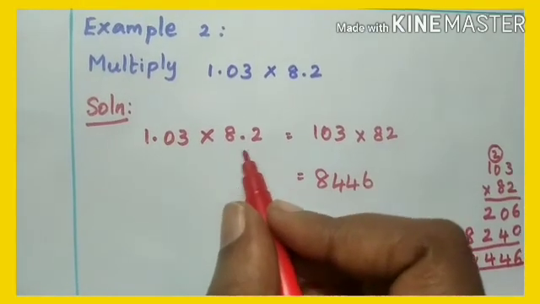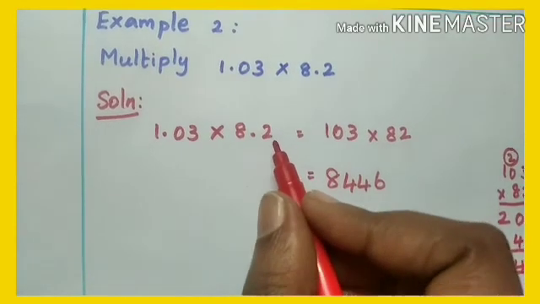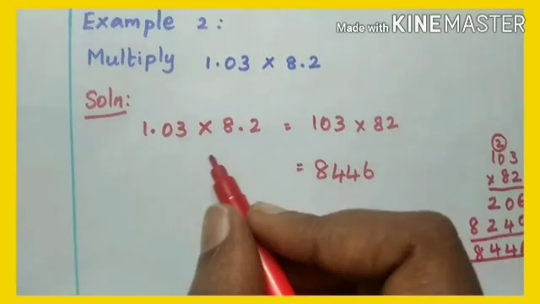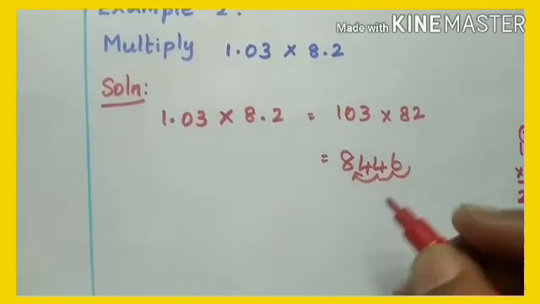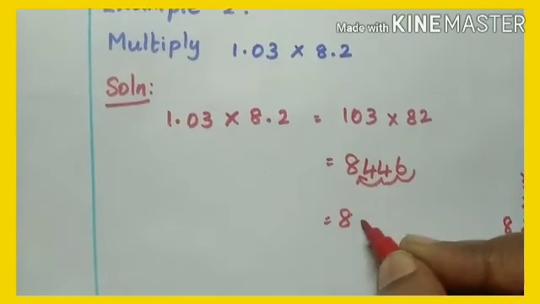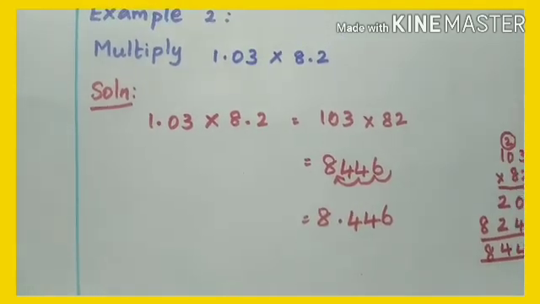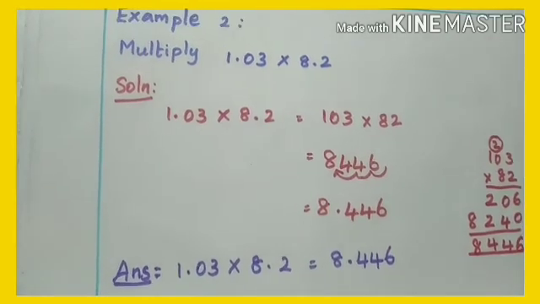Students, look at the first number. It has two decimal places after the decimal point. The second number has one decimal place after the decimal point. So, totally we have three decimal places. So, the decimal point moves from the right to three decimal places. That is 8.446. We get the answer as 1.03 into 8.2 is equal to 8.446.